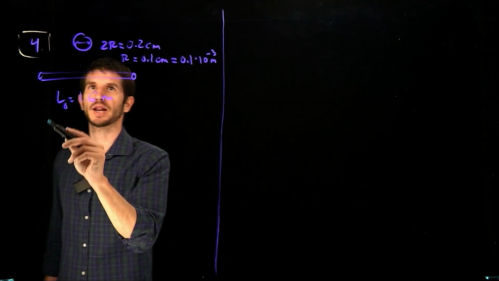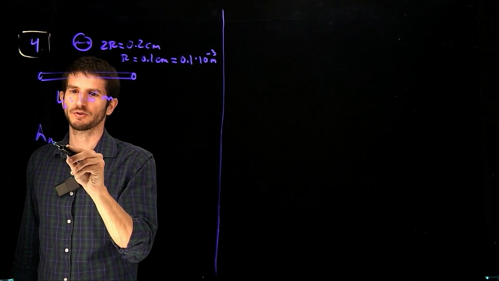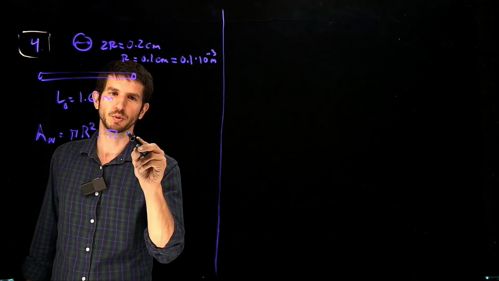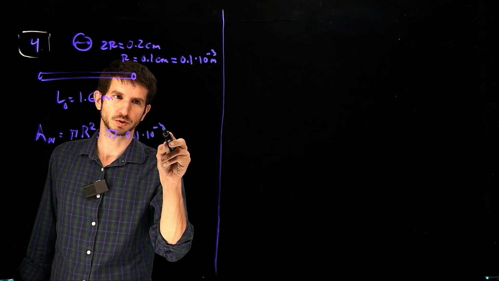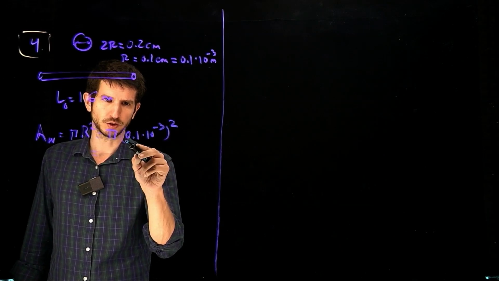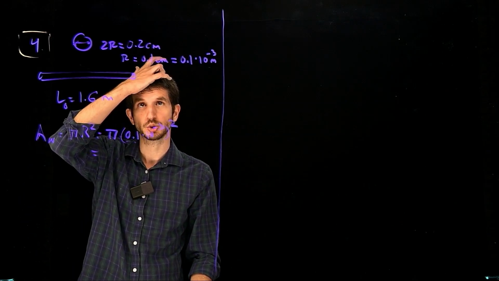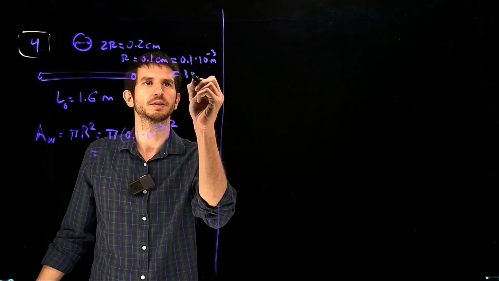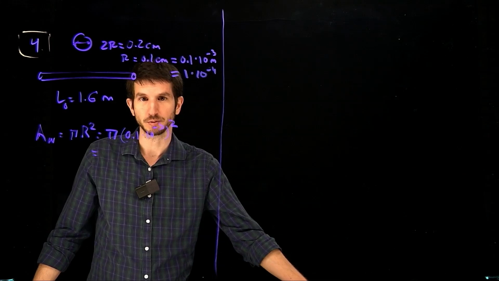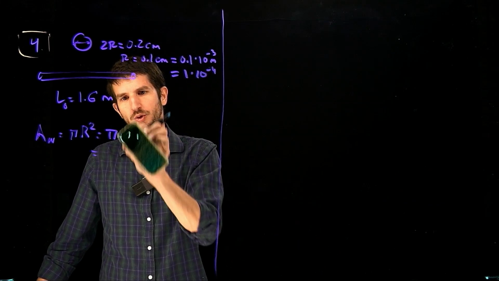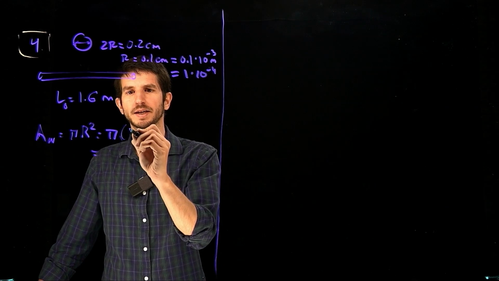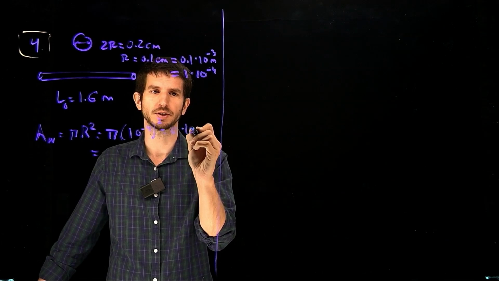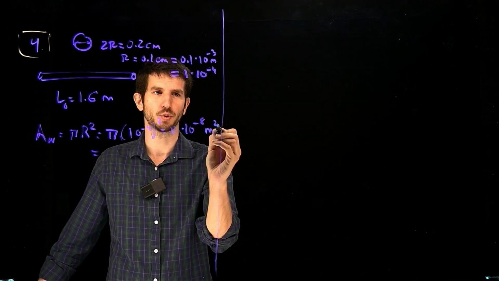Once we know the radius, we can calculate the area of the wire. The area of the wire is going to be pi r squared. So it's going to be pi times 0.1 times 10 to the minus 3 squared, and that's going to be 10 to the minus 1... correct. So that's going to be 1 times 10 to the minus 4. If we do that, that becomes much easier, because then we can write pi times 10 to the minus 4 squared, that's 10 to the minus 8, so it's pi times 10 to the minus 8 meters squared.